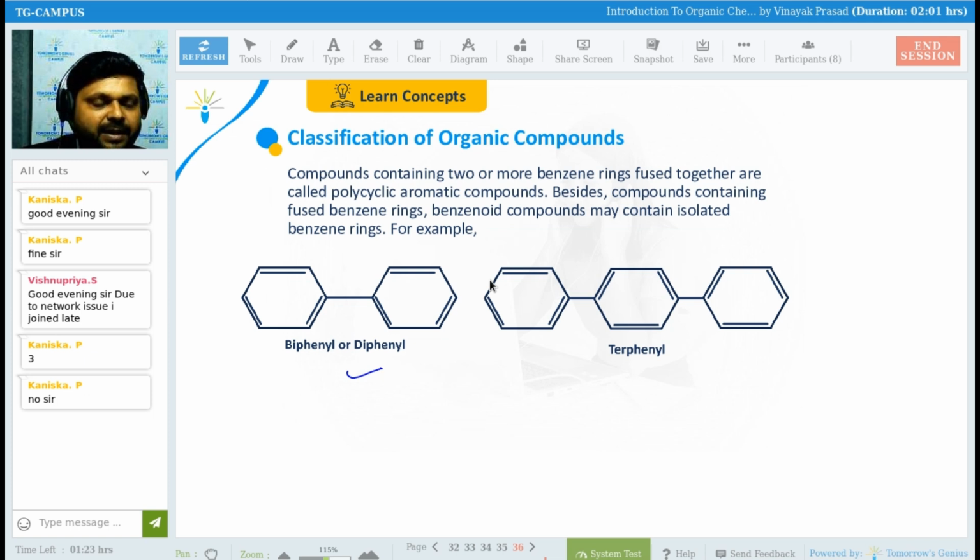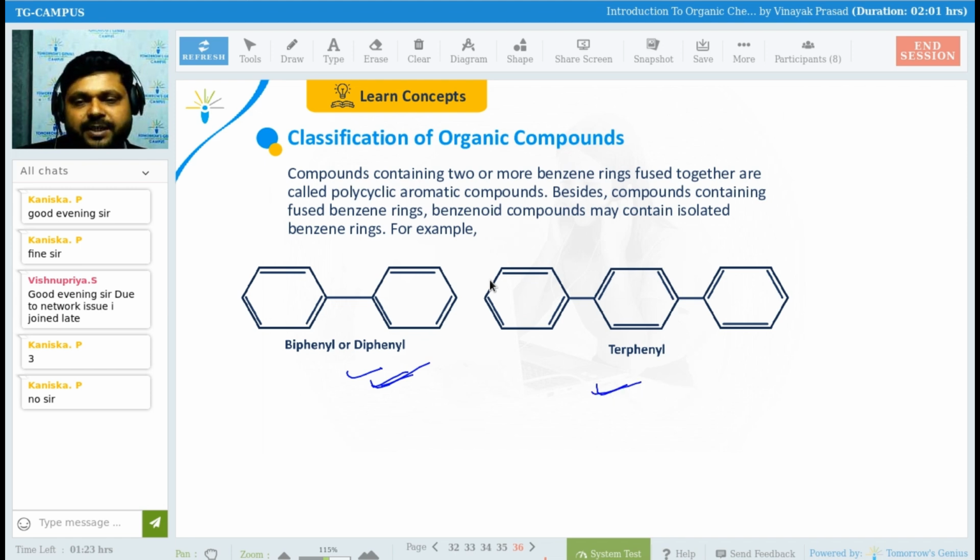This is known as biphenyl or diphenyl. Three double bonds are there, and here three double bonds are there, and they are joined. Hydrogen has been removed from here, hydrogen has been removed from here, and they have been joined. So this is also an aromatic compound. Is it okay? This is a polycyclic aromatic compound. This is triphenyl.